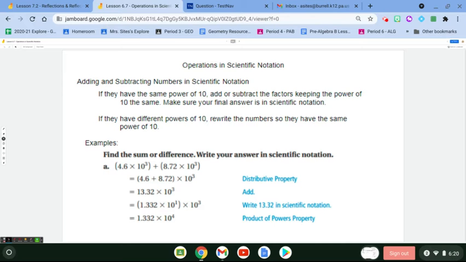So, in this lesson, this is operations in scientific notation. We're going to be adding, subtracting, multiplying, and dividing. There are really specific rules of how you should be adding, subtracting, multiplying, and dividing numbers with scientific notation. This is PSSA review content.